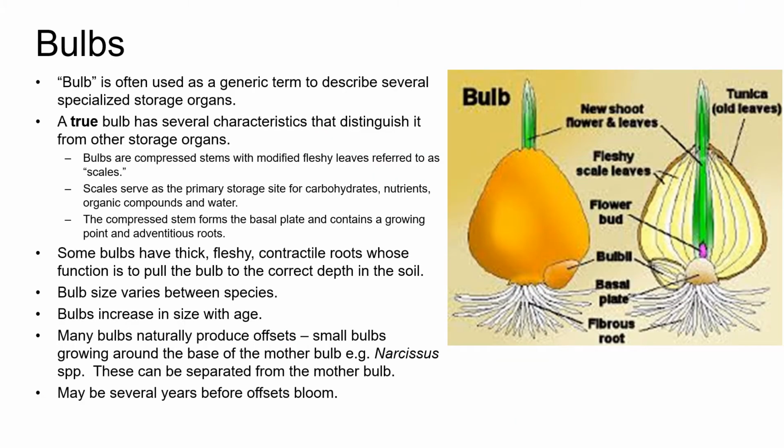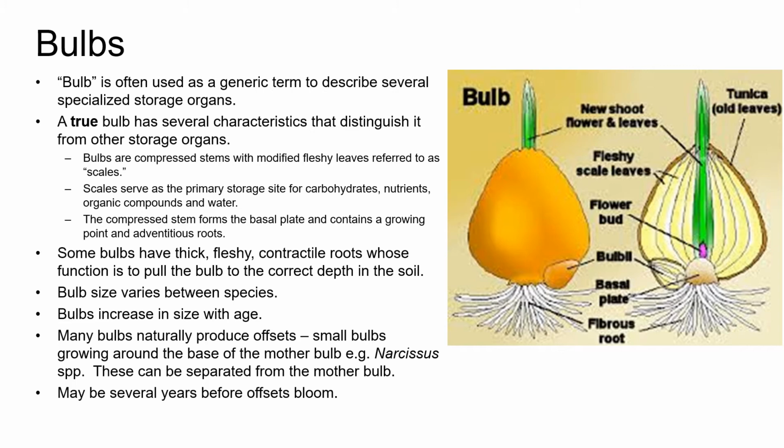Let's look now at the different types of storage organs and the physical characteristics which distinguish them from each other. And let's start with bulbs. As mentioned earlier, bulb is often used as a generic term to describe several specialized storage organs. But a true bulb is actually a very specific type of storage organ.